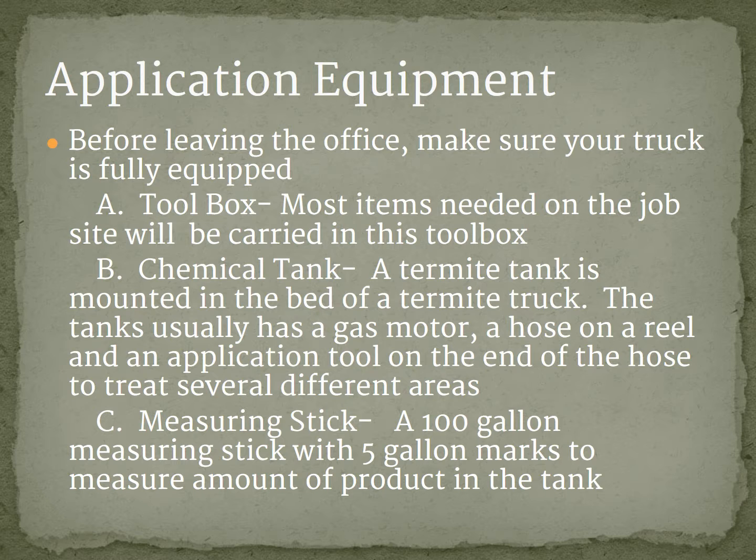Next, our chemical tank, which is a termite tank mounted to the bed of a termite truck. The tank usually has a gas motor, a hose on a reel, and an application tool on the end of the hose to treat several different areas. Obviously, most of you are not going to get out to a job site without the standard things like the termite tank. I would add, in addition to this, you want to make sure that you do maintenance on these tools and equipment regularly, because even if it's on there and you don't maintain it, you're going to have problems as you go out and do several jobs.